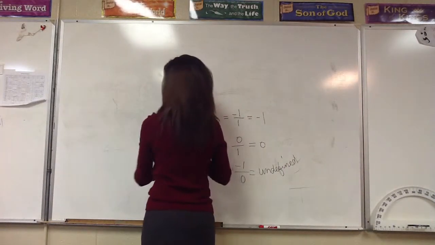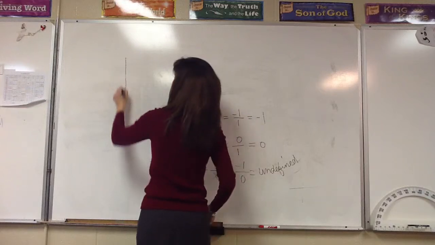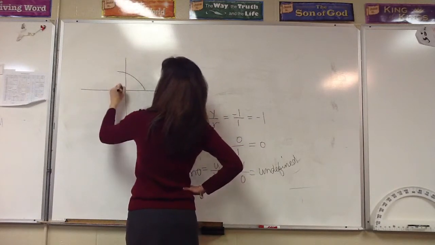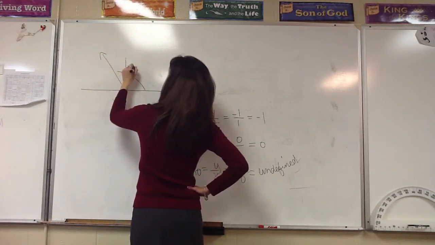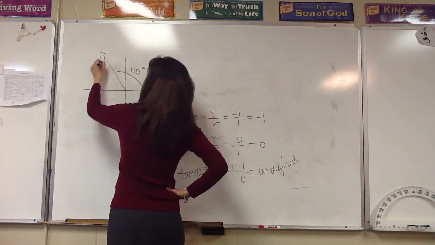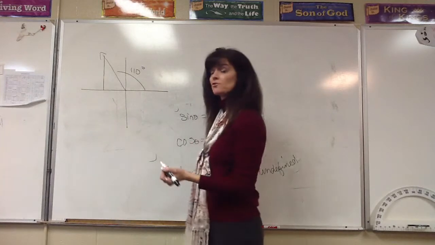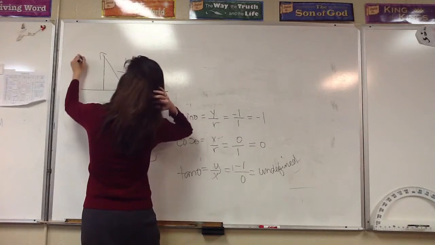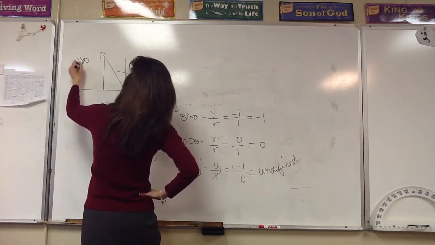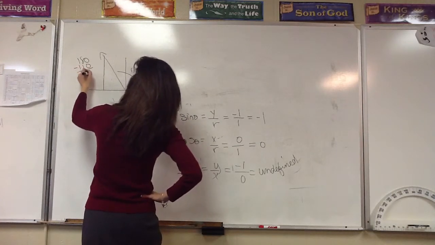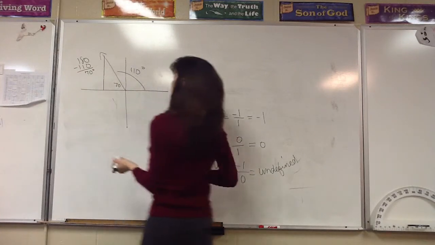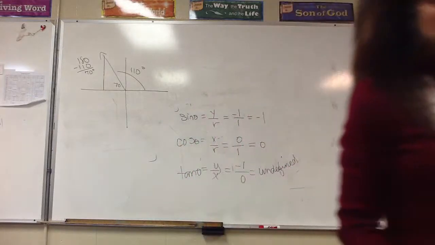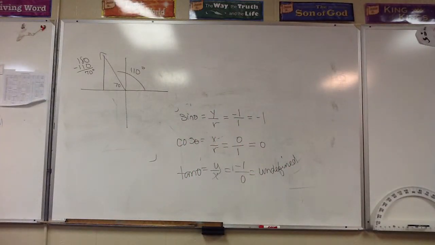An example of a reference angle would be, let's just say I have a 110-degree angle here. We would drop a perpendicular down here, and our reference angle would be 180 degrees minus 110, which is 70 degrees. So 110 plus 70 is 180. And you can figure reference angles in all quadrants.